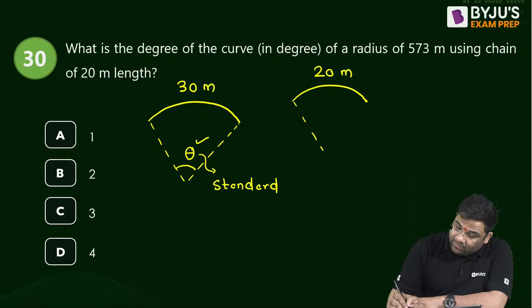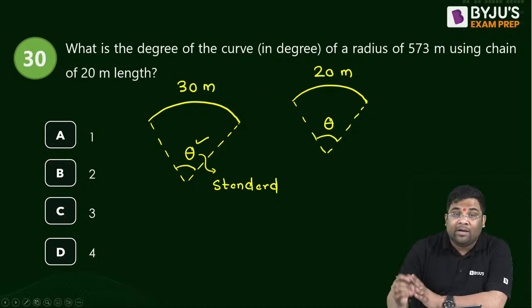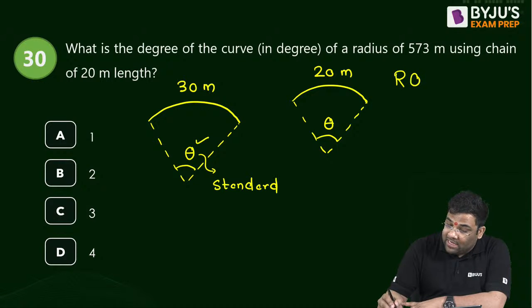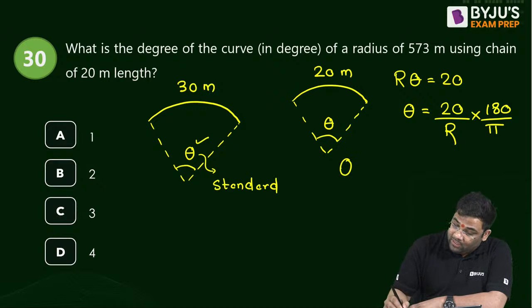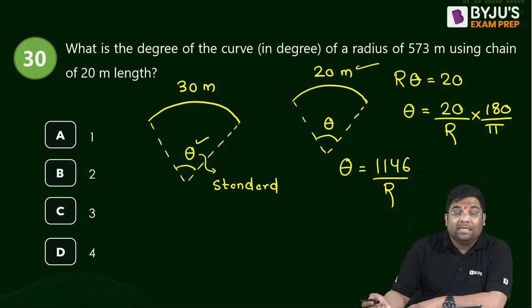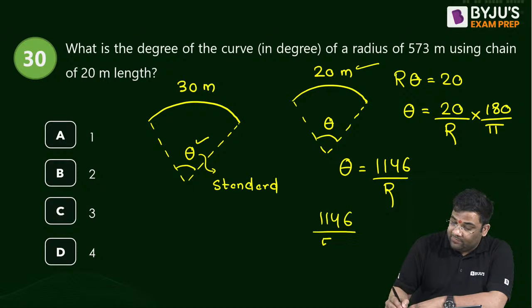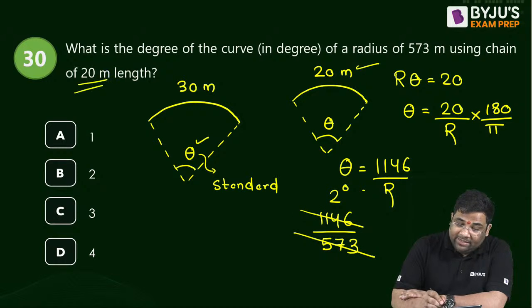Take 20 meter. So remember the formula. If you forget the formula, you can find it out. Suppose this is the degree when we are taking 20 meter. So R theta is equal to 20, or I can say theta will be equal to 20 by R. Now this is in radians, so I'll convert it into degrees, 180 by pi. So this will be almost equal to 1146 by R, when I'm taking 20 meter. So 1146 divided by R, with R of 573, you're getting 2 degrees. But we will follow this whenever they give 20 meter exclusively.